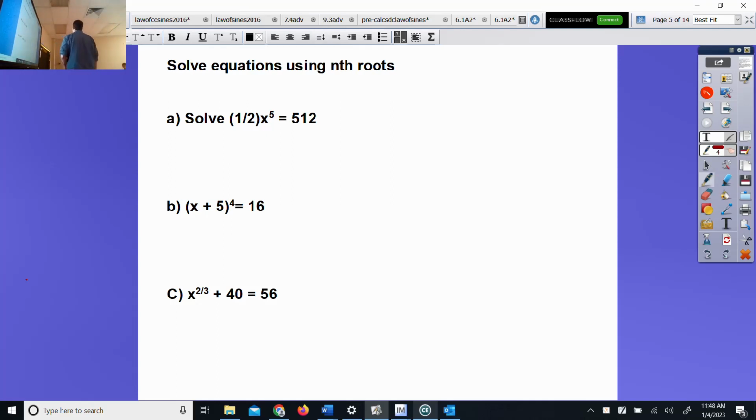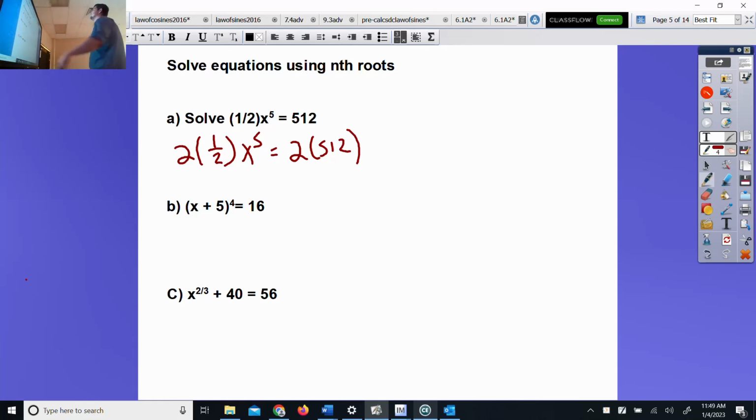You're not going to go to college and see a college professor divide by a fraction. The opposite of having half of something is doubling both sides. Multiply by two. That would be the same. You just jump straight to it. Cancellation. You got x to the fifth is 1024.